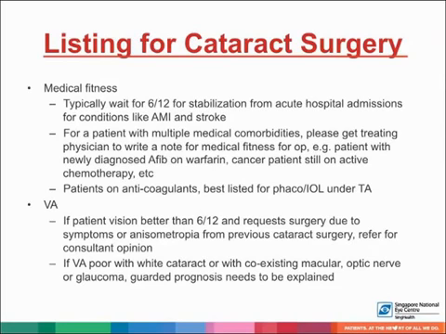If vision is better than 6/12 and the patient requests surgery due to symptoms or anisometropia, it's better that you refer the patient on for a consultant opinion in our center. If a patient's VA is poor with a wide cataract or may have coexisting macular or optic nerve comorbidities or even glaucoma, a guarded prognosis needs to be explained to the patient. Once again, this is best done in conjunction or collaboration with your consultant on board.